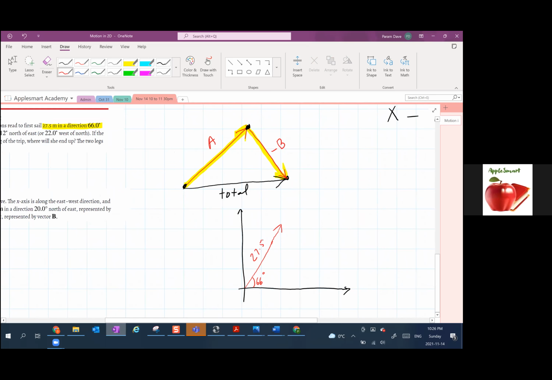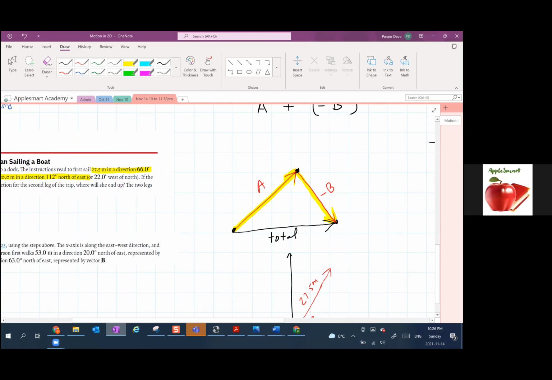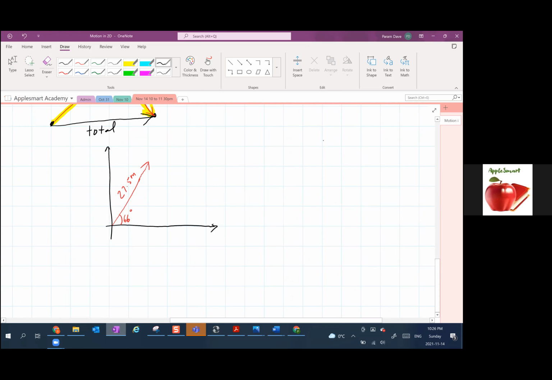All right. So this is the first direction in which she needs to move. So 27.5 meters. Okay. And then she had to travel 30 meters in a direction 112 degrees north of east, right? 112 degrees north of east. So her second one was to be this.